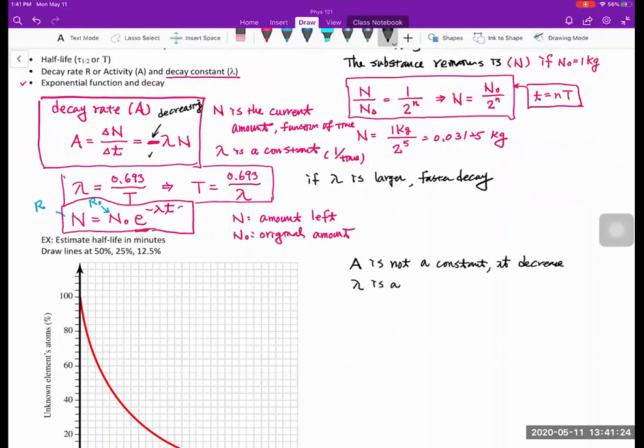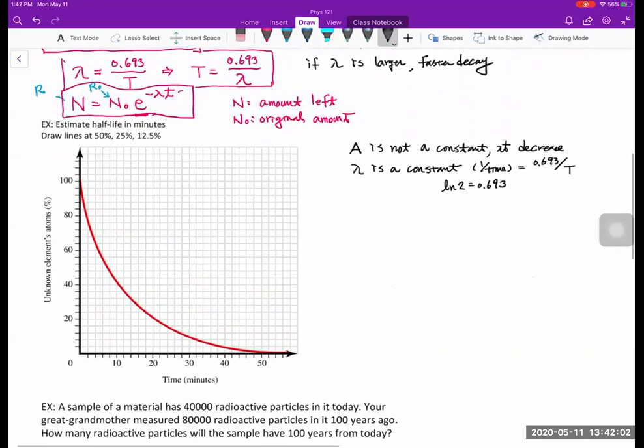Lambda is a constant, and lambda has the unit 1 over time. Lambda can be calculated by 0.693 over the half-life T. In the book, they use natural log of 2. That is how you get the 0.693 from. Any questions about this part? Okay, let's do an example.